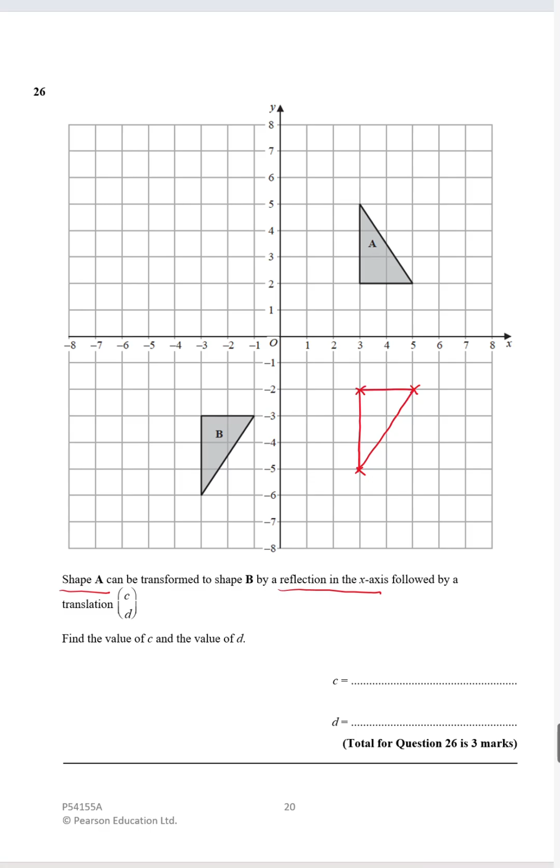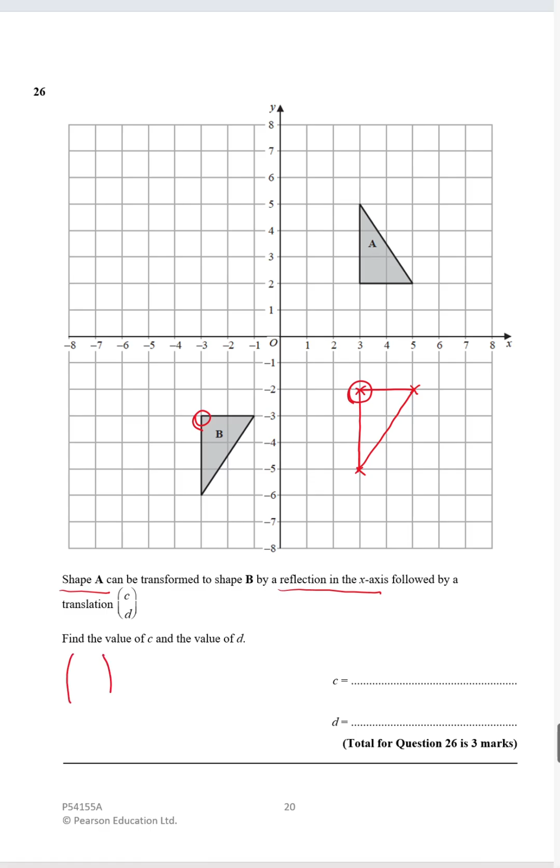I've then been told that there's been a translation. Translation means moved across the page with the vector C and then D. So I'm going to work out how this shape here ended up on shape B. So I'm going to pick a vertex. I'm going to pick this one. And I'm going to circle the corresponding vertex on my final shape. The reason I picked that one is because the right angle is the easiest one to spot.